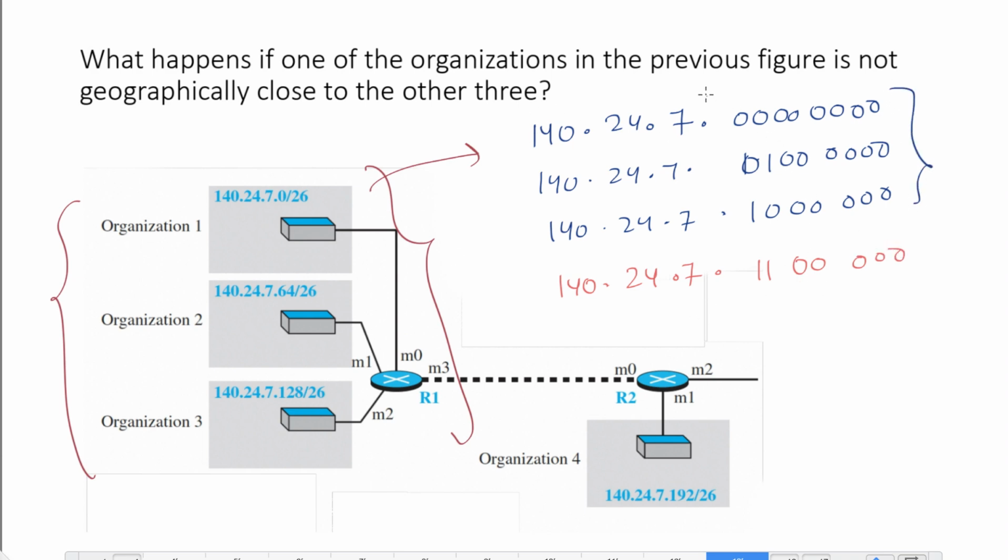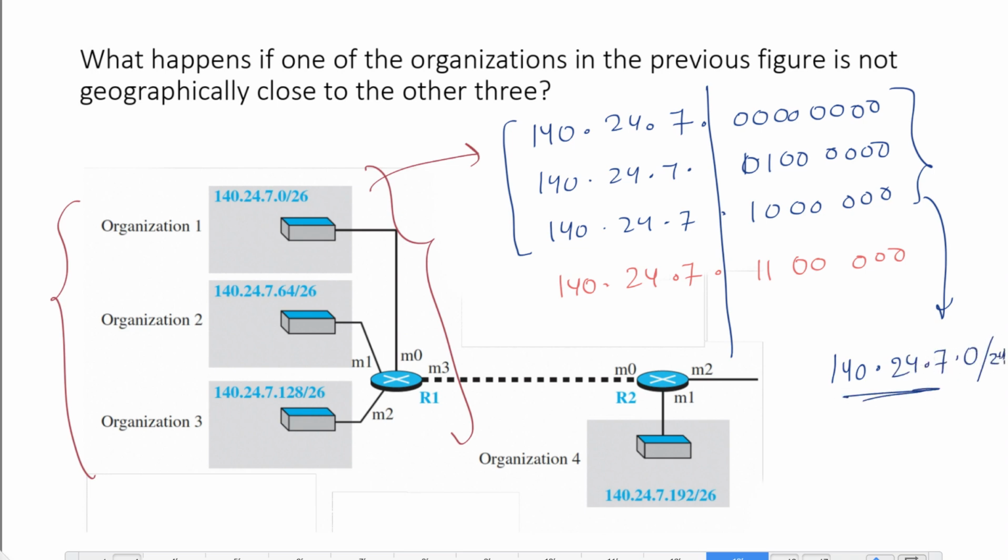See, earlier we got this as a result, now also we are getting this as a result, because just look at these three. Till what point are things common? Till this point only things are common. So these three networks will also get the same supernet, which means this dot 0/24. Earlier also we got the same. So with respect to R2, this is still like this. These three networks are forming this supernet.